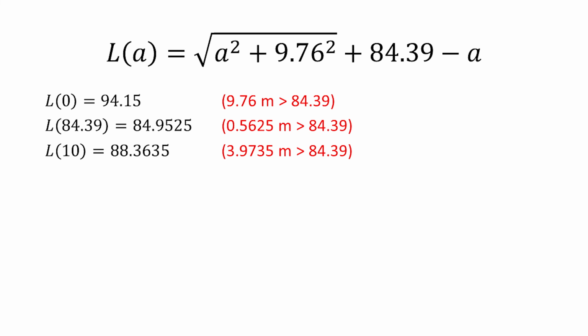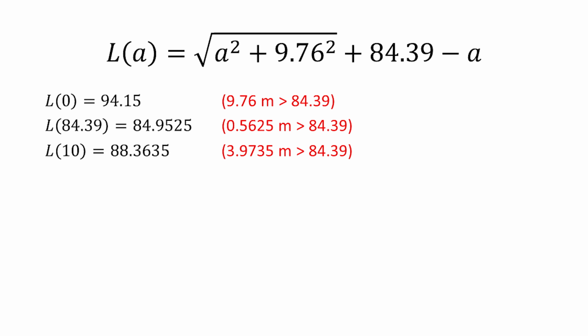L of 10 is 88.3635. So that's about 4 meters difference, almost a difference of 4 meters. Now that may not seem like much, but just imagine if someone is running a 400 meter or 800 meter for that matter. Think about if they win the race by 4 meters. That's a pretty significant margin. So it's a pretty significant margin of you cutting in at the end of the straight versus cutting in at 10 meters.